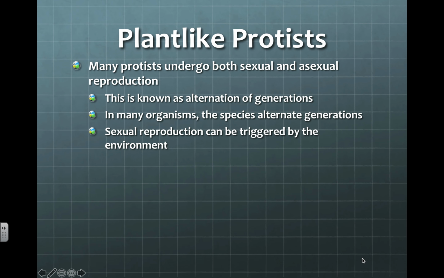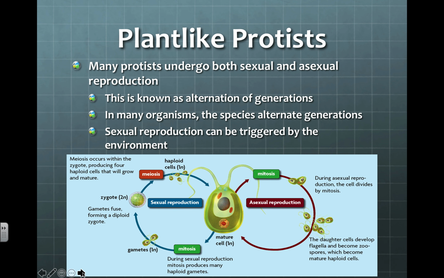Okay, this slide is going to show you the types of reproduction. So if you look at the picture, we have our mature cell in the middle, and in favorable conditions, it's going to go to the right. So it's going to go through mitosis.